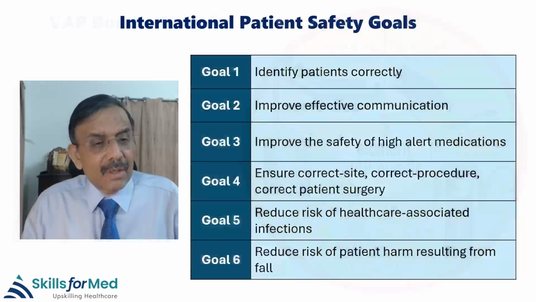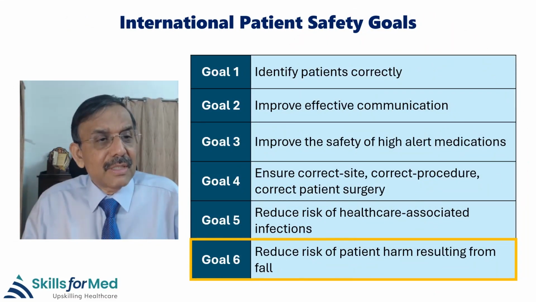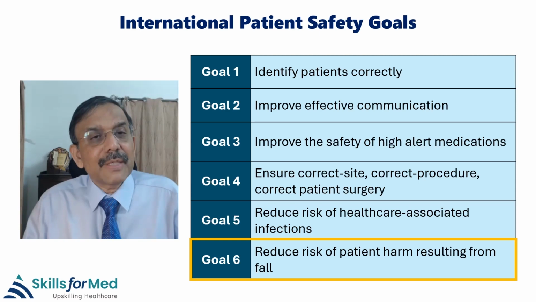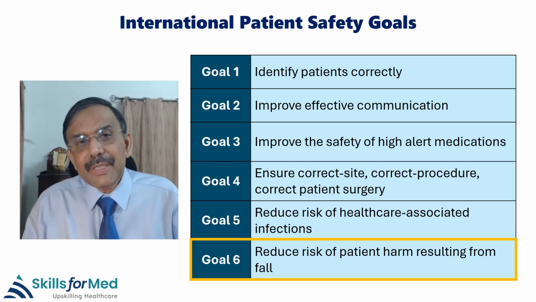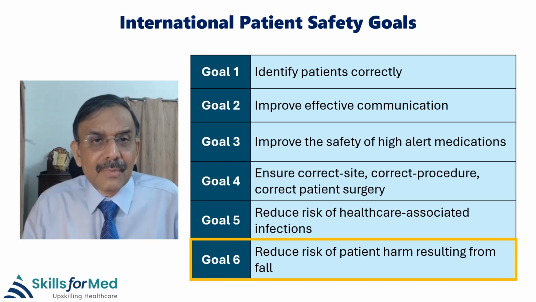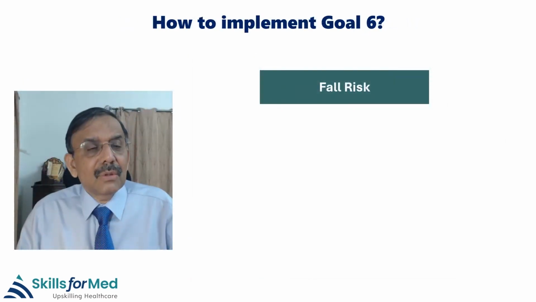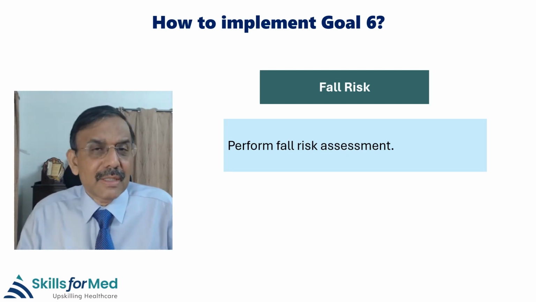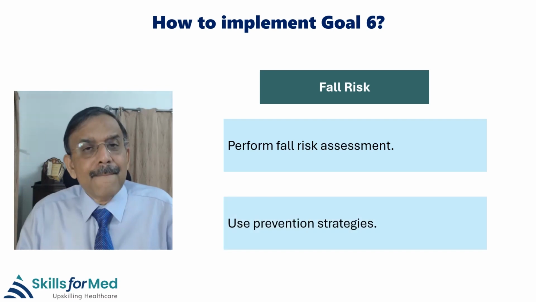Okay, so that brings us to the 6th goal of the IPSG. So this is reducing the risk of patient harm resulting from falls. So innumerable patients get this problem when they're admitted to the hospital, and it's totally preventable. So now, how do you implement this? You need to perform a fall risk assessment for every patient who gets admitted to the hospital and use fall prevention strategies. Now, how do you assess?